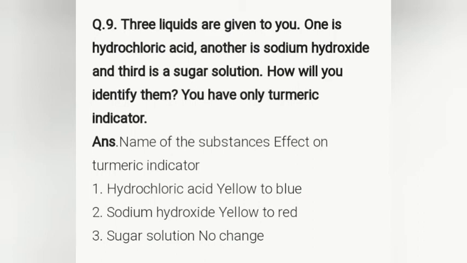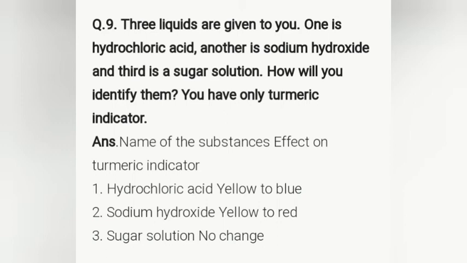sodium hydroxide, and the third one is sugar solution. How will you identify them? You have only turmeric indicator. The answer is: name of the substance and effect on turmeric indicator. Hydrochloric acid, no change. Sodium hydroxide, yellow to red. The third one, sugar solution, no change.